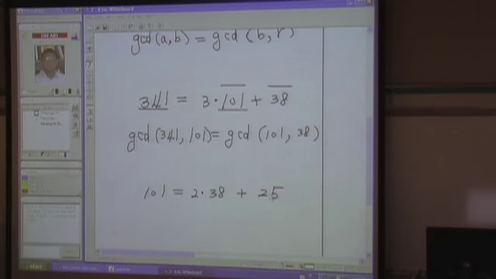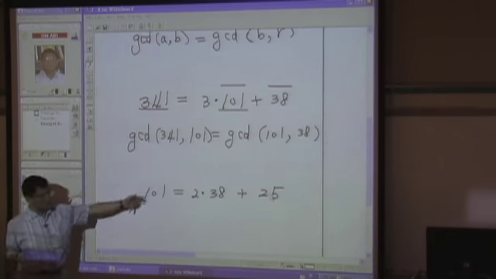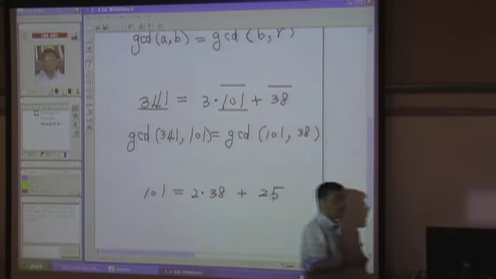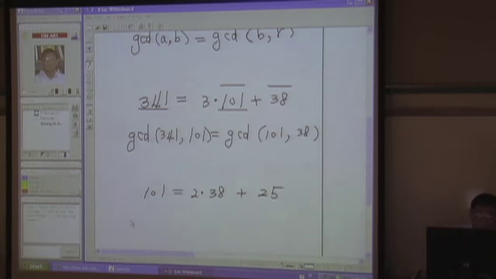Of course, you can do these things using division. Then, what can you conclude? GCD of 101 and 38 equals what? GCD of what and what? 38 and 25. Do you follow me or not? So, GCD of this thing equals GCD of 38 and 25.